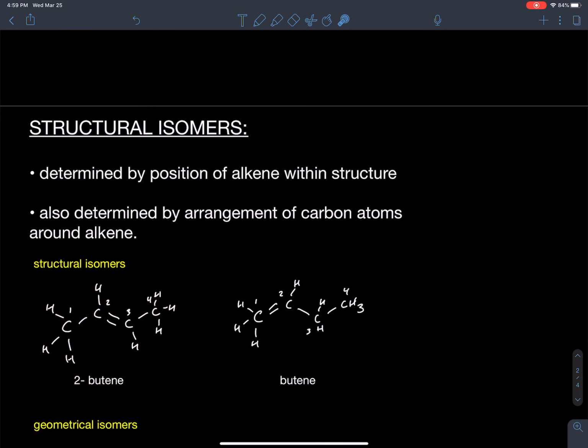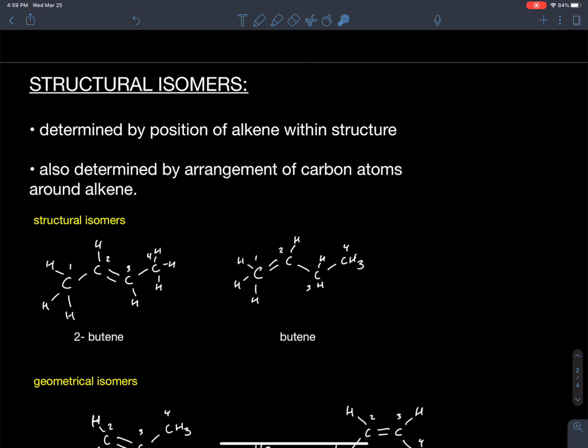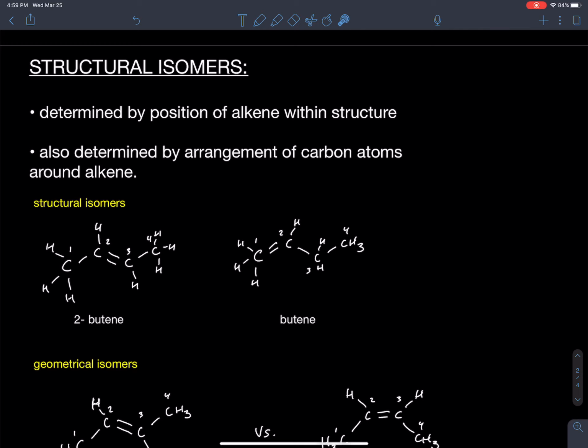Like other molecules, there are structural isomers. An isomer is a molecule that has the same molecular formula but a different structure. The bonds are formed differently. So the structural isomers of alkenes are determined by the position of the alkene within the structure, and they're also determined by the arrangement of the carbon atoms around the alkene.